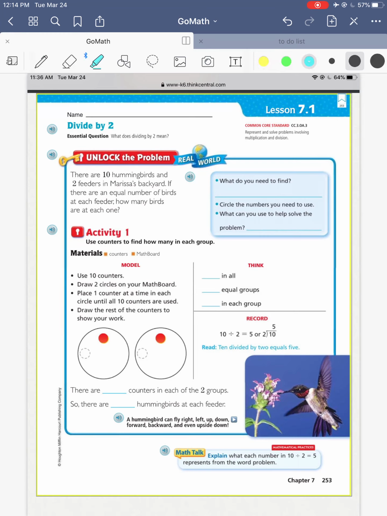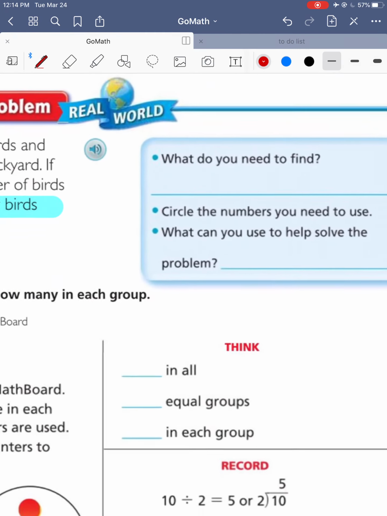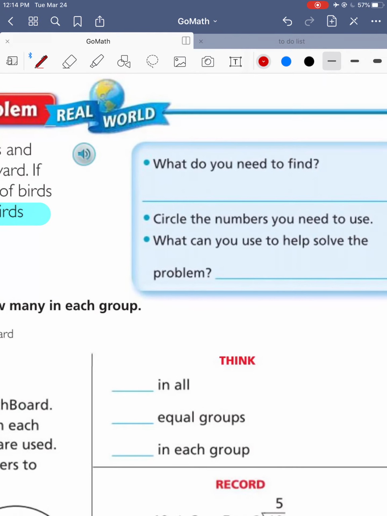It's right at the bottom. How many birds are at each one? How many birds are at each bird feeder? So write that in the blank. I'm not sure if I can get it all to fit, so we will try our best.